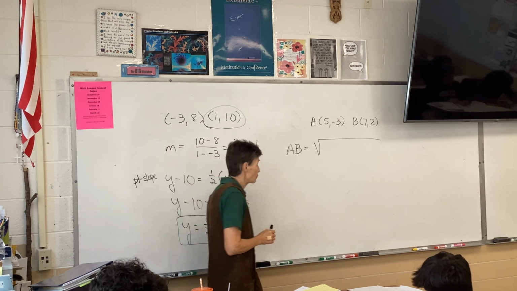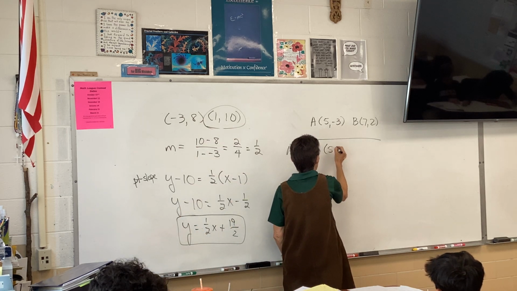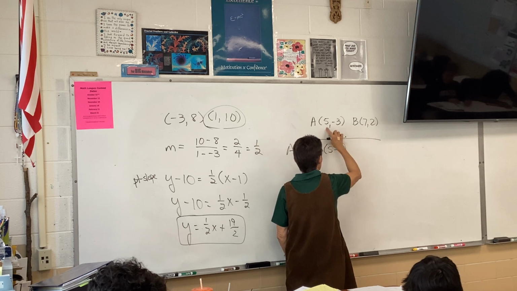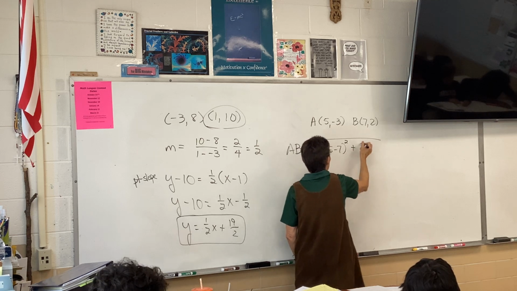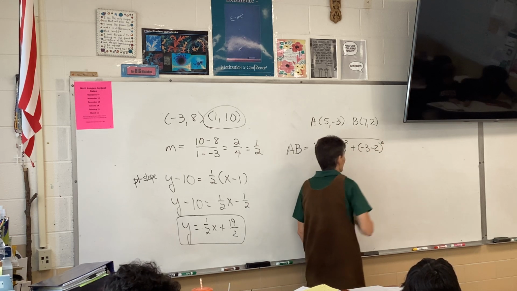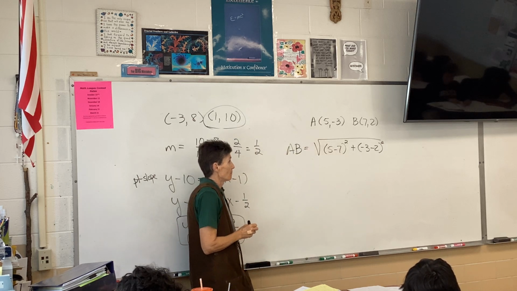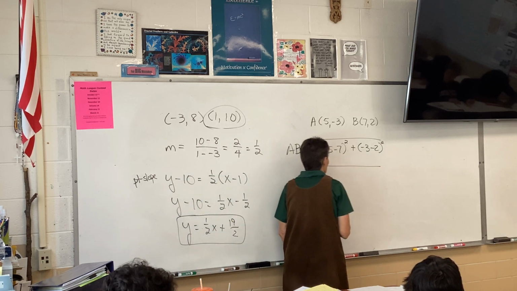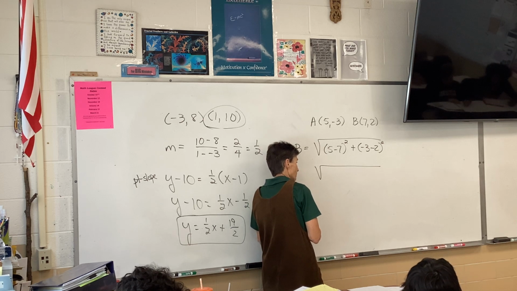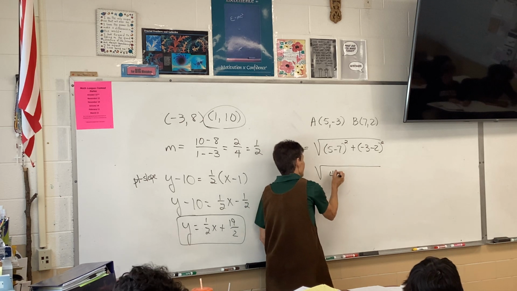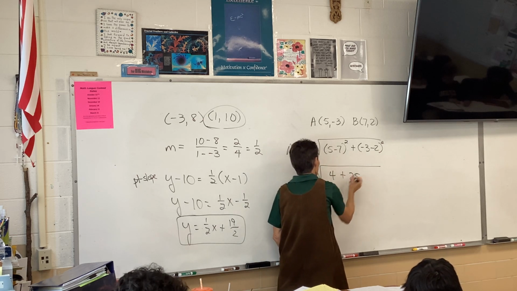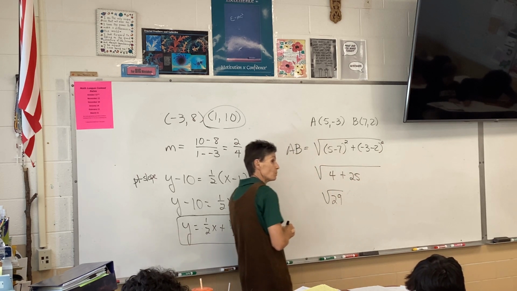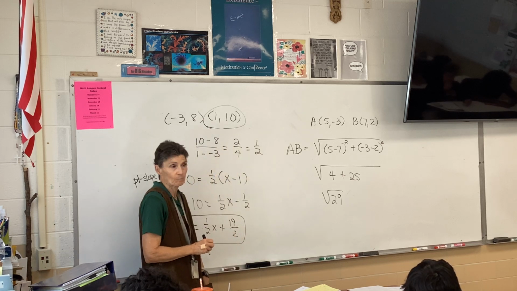And what do we do underneath that radical? X minus x squared. Subtract the x's. So 5 minus 7, these are x's. Make sure you're doing x with x. And you square it. And then y minus y, and square that. 5 minus 7 is negative 2, squared is 4. Negative 3 minus 2 is negative 5, squared is 25. So our distance is root 29, and we're lucky because that doesn't break down.